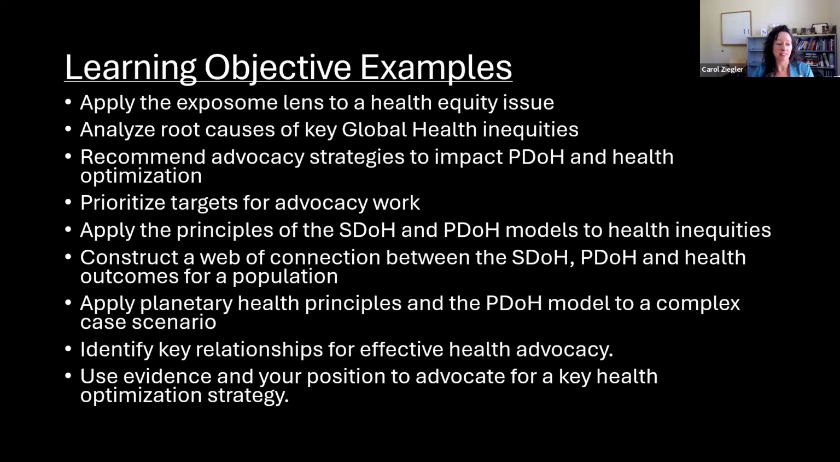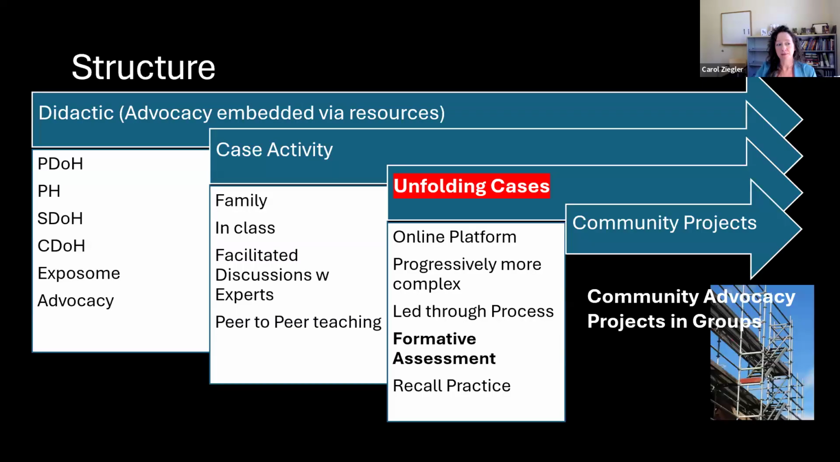Then that last one there has to do with their project. So they have to use evidence in their position to advocate for a key health optimization strategy. So the structure of the course is we start with this didactic work, right? Like you have to include that. So it's the political determinants of health, planetary health, social determinants of health, commercial determinants of health, the exposome, and then advocacy, because the course is really about advocacy. So how do you actually do that? And the advocacy is also embedded in the resources we use.